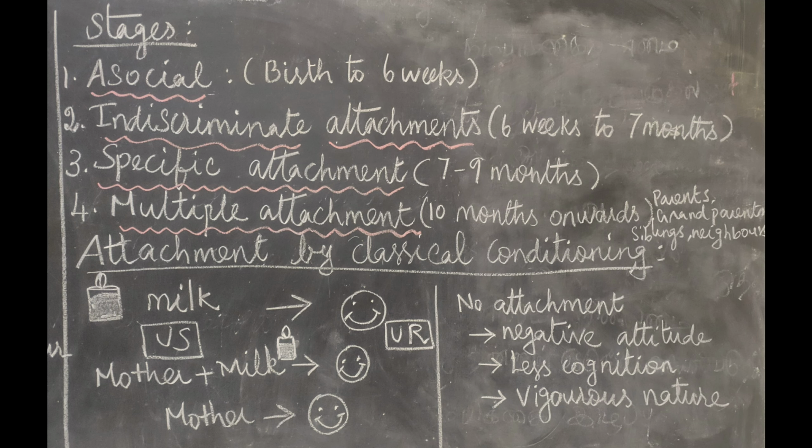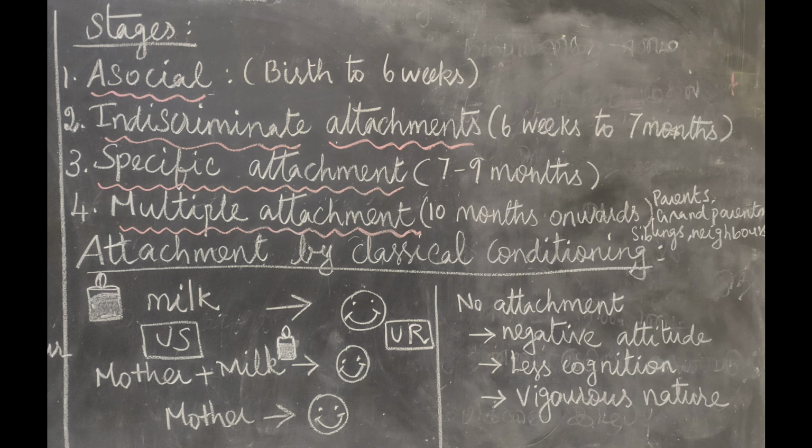In the multiple attachment stage, that is after the 9 months of the period, the child is now able to make strong emotional bonds with other caregivers beyond the primary one. It may be either their father, their siblings, or their grandparents, or some other children in the neighborhood. They start mingling with other persons. So this is a stage where the child makes multiple attachments.